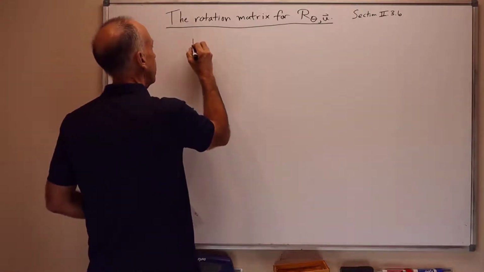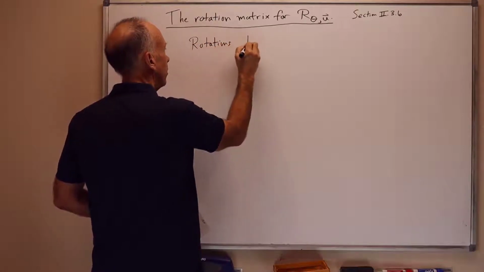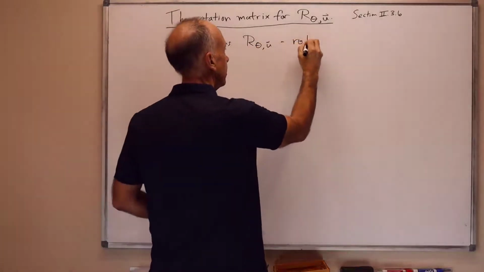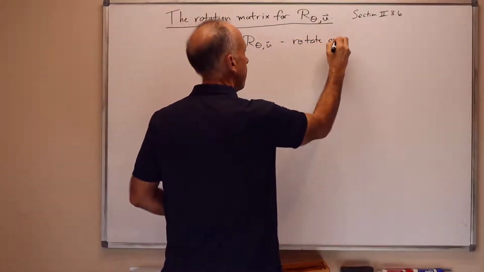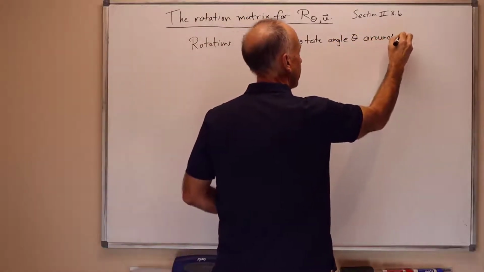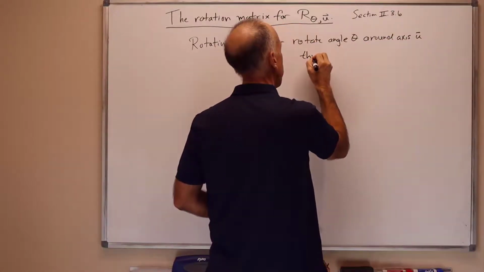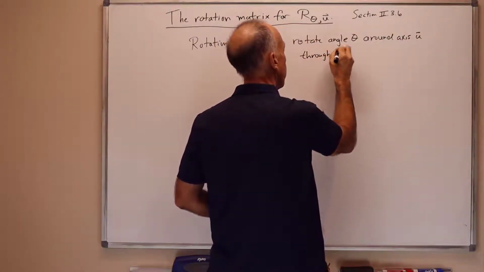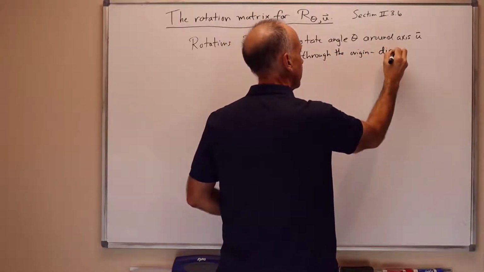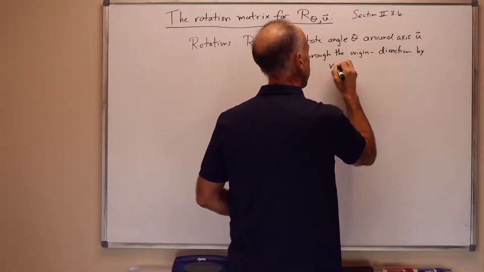So recall that the rotations that we've been using are R theta u, and these rotate angle theta around the axis u through the origin, and the direction is given by the right-hand rule.